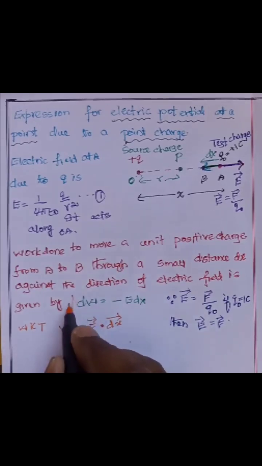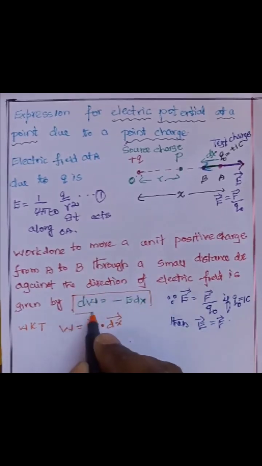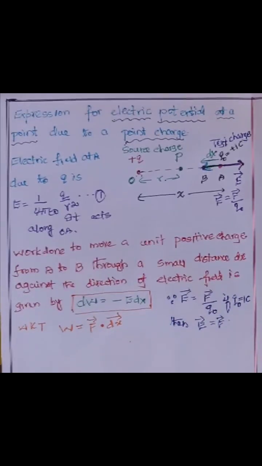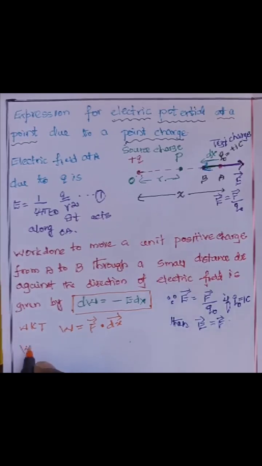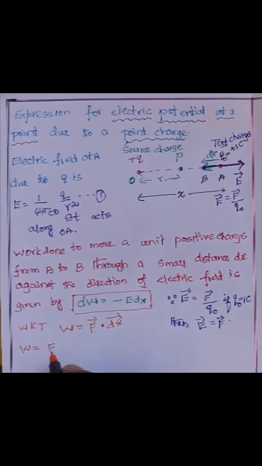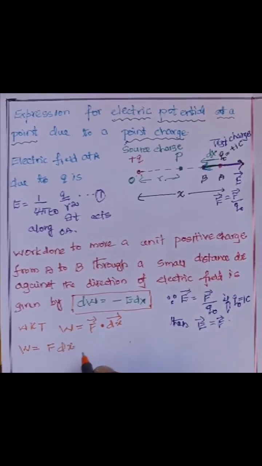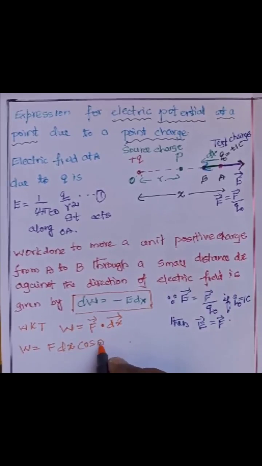Because I have written here directly this formula, dW is equal to minus E dx, where dW is the amount of work done. The negative sign indicates displacement and force are opposite to each other, or displacement and field are opposite to each other, and dx is the displacement. Now W is equal to F dot ds. You can expand that: W is equal to F dx cos theta.